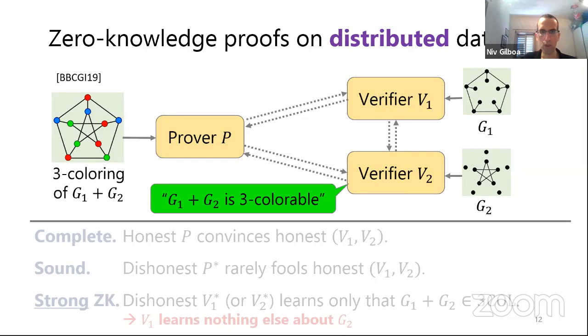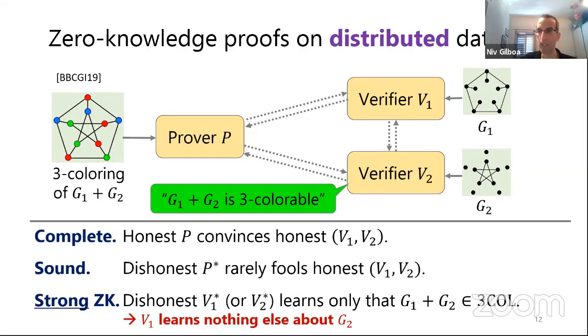We want the same type of properties. We want completeness: an honest P can convince V1 and V2. And we want soundness: a dishonest P rarely fools V1 and V2. But for zero-knowledge, we want something a bit stronger. Not only should V1 and V2 learn nothing beyond the fact that G is 3-colorable, we also don't want a dishonest V1 to learn anything about G2, and vice versa.